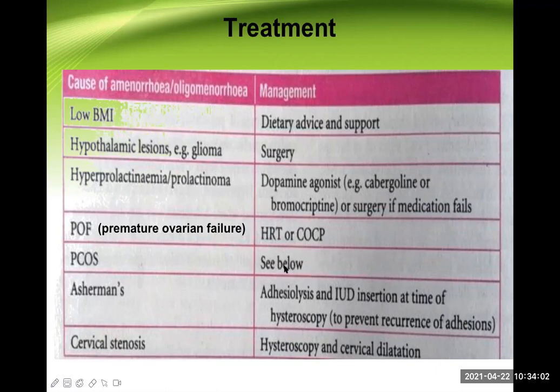Now, let me ask this: how do you manage a case of polycystic ovarian syndrome? Yes, how do you manage? Please. What do you do? Anybody?